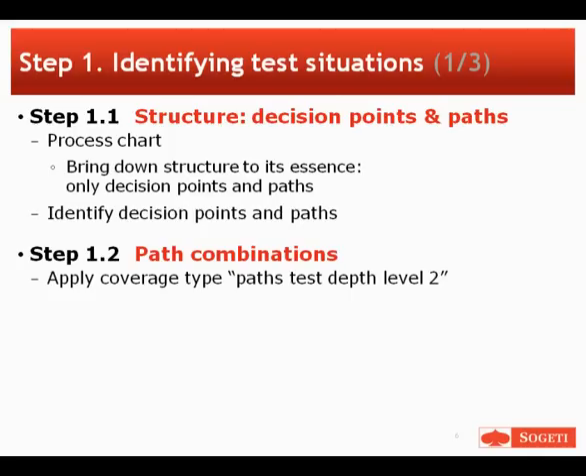Step 1 is to identify the test situations. This step consists of 2 sub-steps. First, the procedure diagram or process chart is brought down to its essence, so that only the decision points and paths remain. This step also includes providing both decision points and paths with a unique identification. The second step is to apply coverage type path, test depth level 2. This results in the set of test situations for the process cycle test. In the next 2 slides, these steps are applied to the order settlement example.